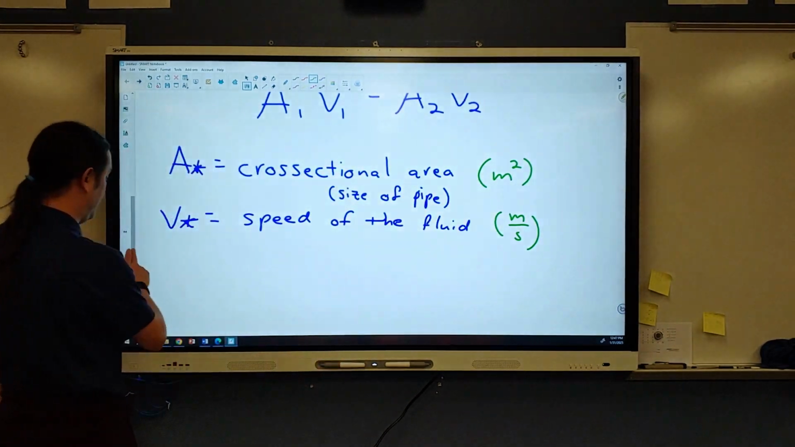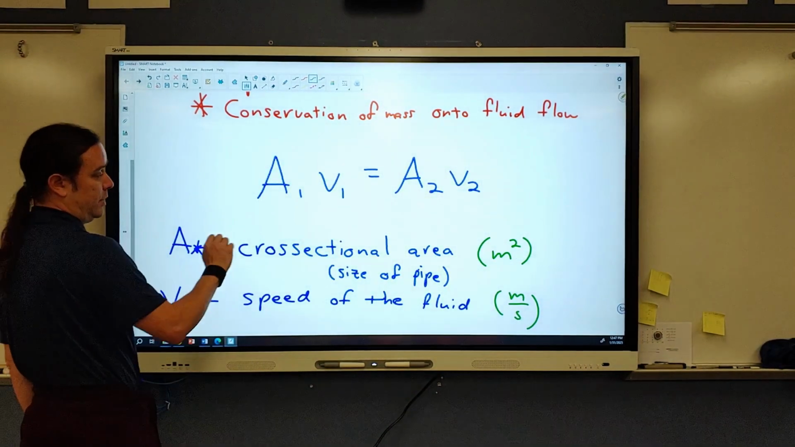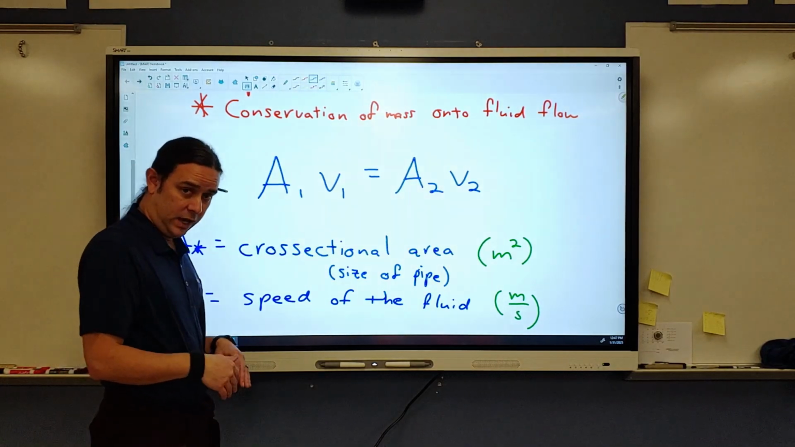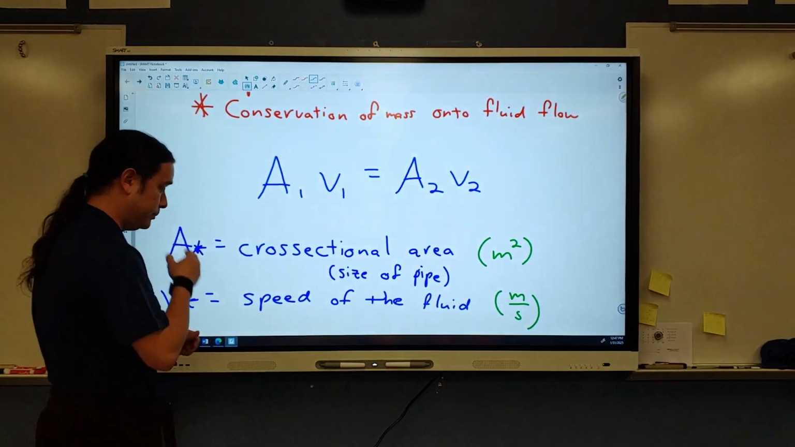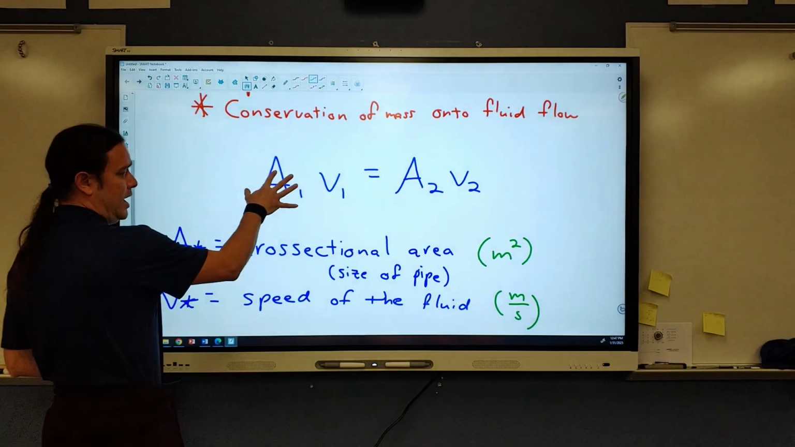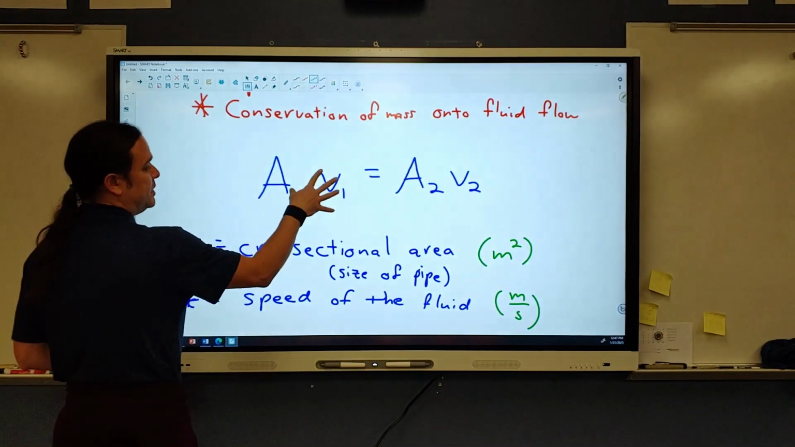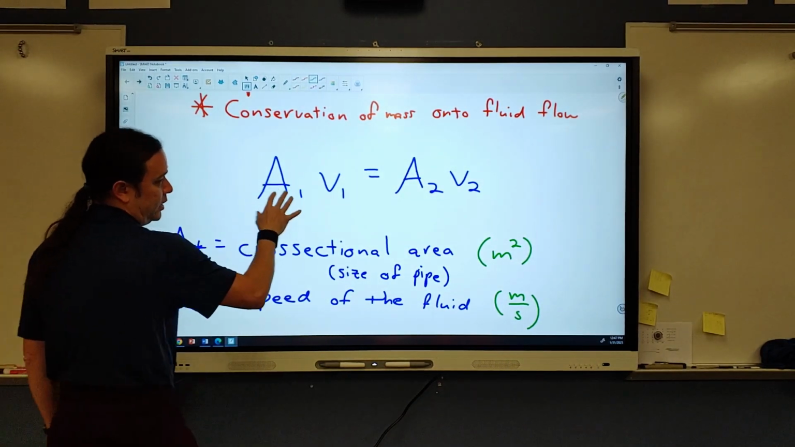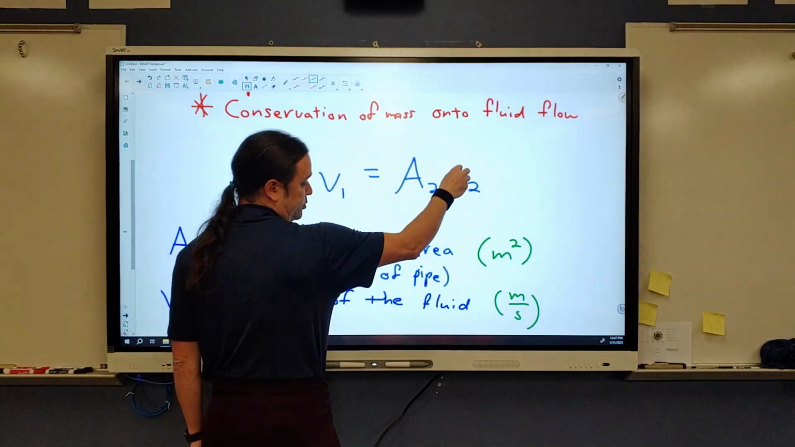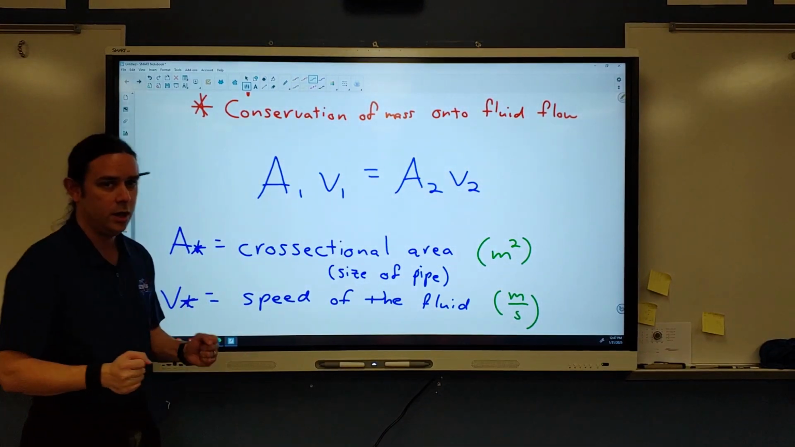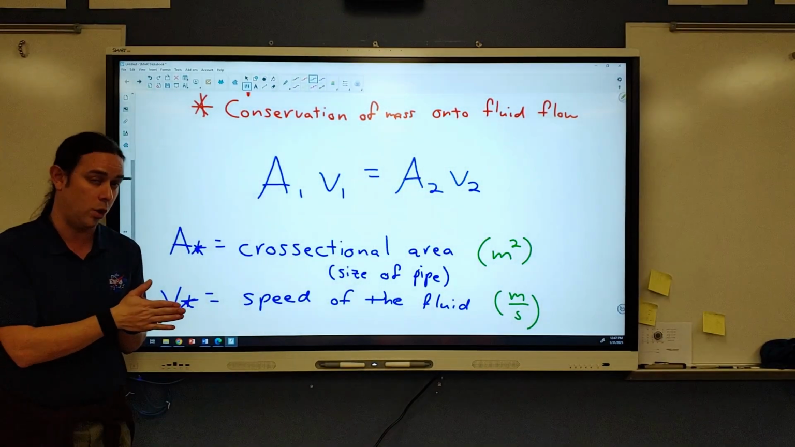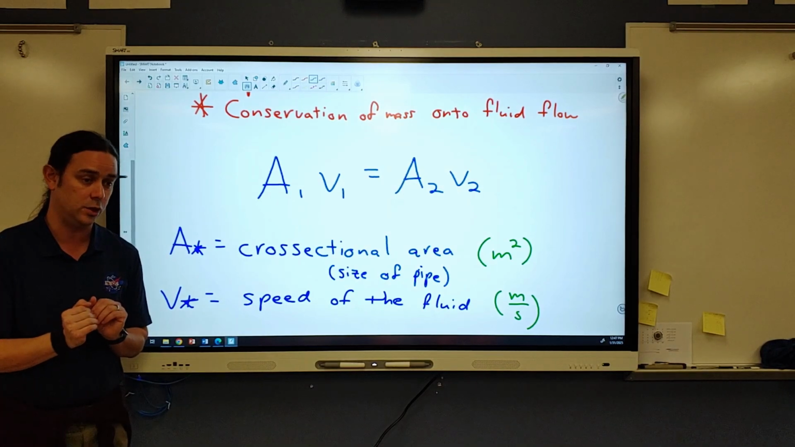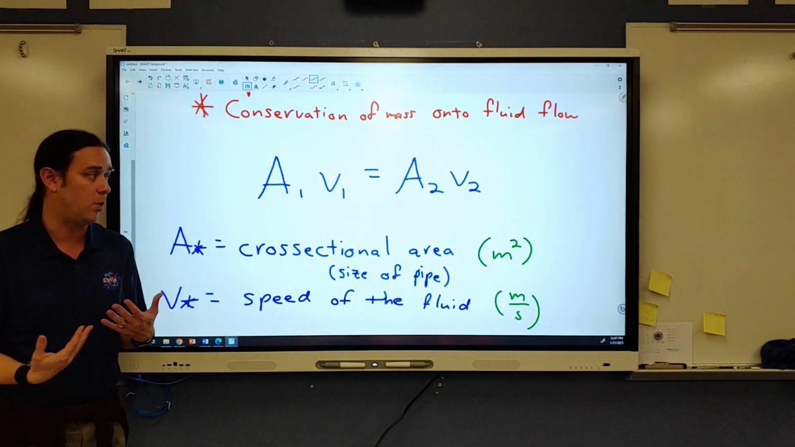I will say this, if you are using just the continuity equation by itself, whatever units you put in are the same units that you will get out. So you could actually have area in centimeters squared and speed in meters per second, and you will get out centimeters squared times meters per second. So you might get it where it works even if you're not using the correct units, but I would caution you to be aware of that.